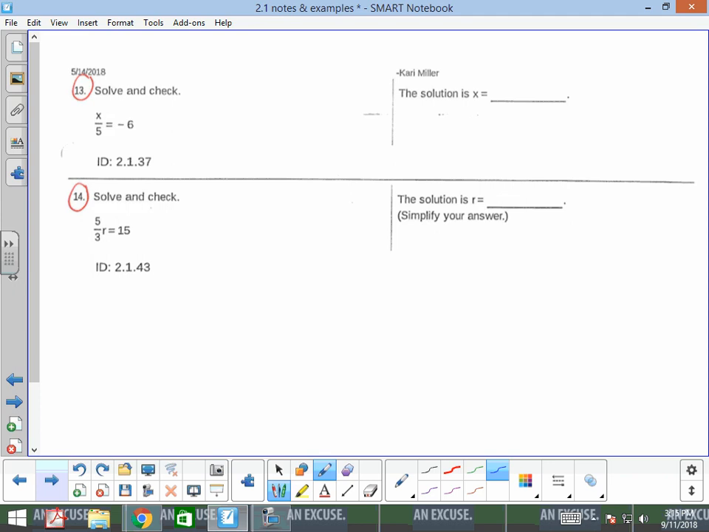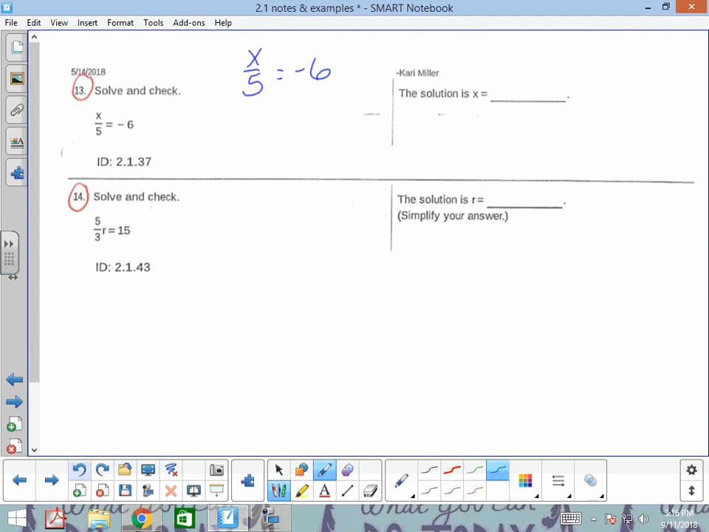All right, number 13. This one's a little different. X over 5 equals -6. Now this is the one I showed you at the beginning on video number 1. We have x on the left and it's being divided by 5. So we're going to multiply by 5. Now remember that those 5's cancel out. And so I have x equals -30.